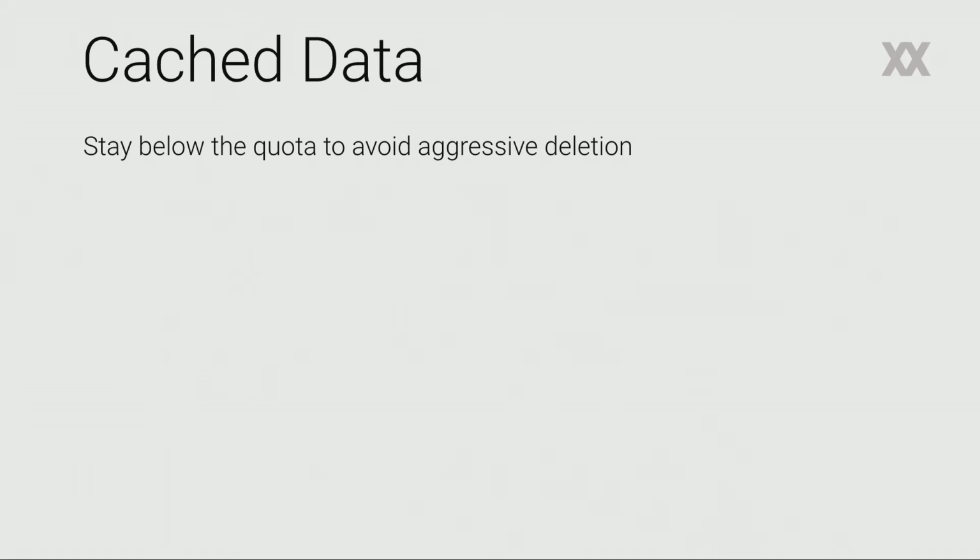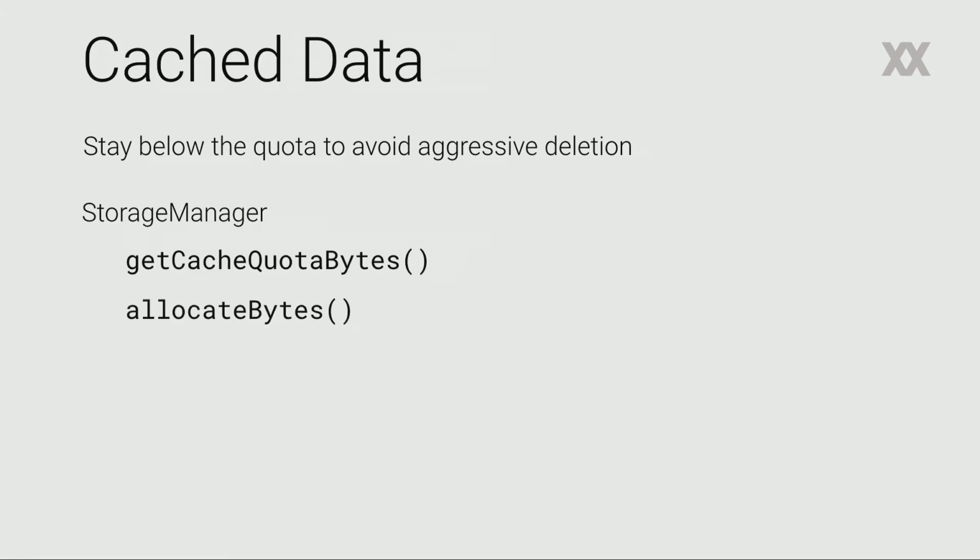Cache data. So this is new APIs that the system gives you to be a better citizen. So each app has a certain amount of data it can use in the cached partition. And when the system runs out of storage space, it's going to start deleting some of your cache data. So if you stay below the quota that you're given, you can avoid your data being deleted. For this, you can use the storage manager. You can query the number of bytes that are allocated to your app. You should query that from time to time because the quota can change depending on how much of the quota you use or how often the user uses the application.